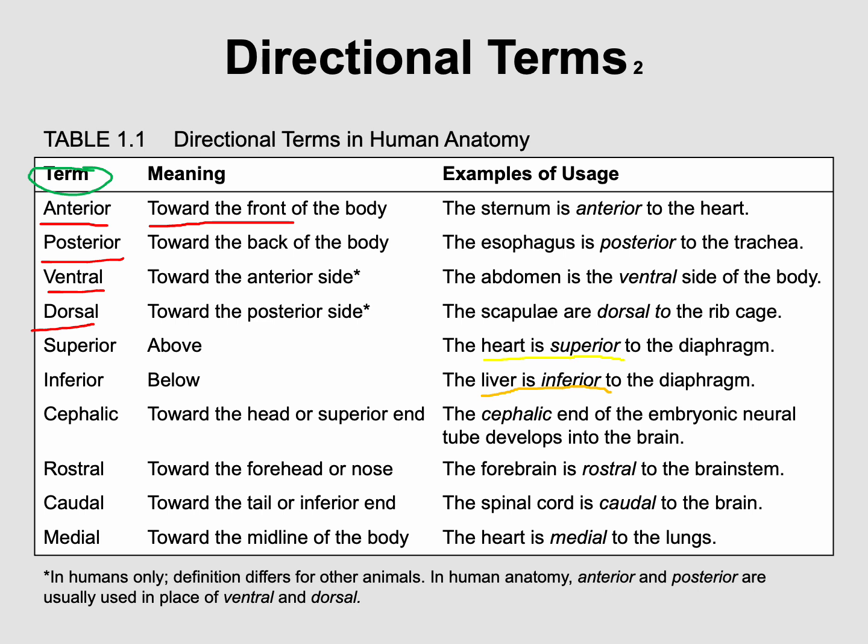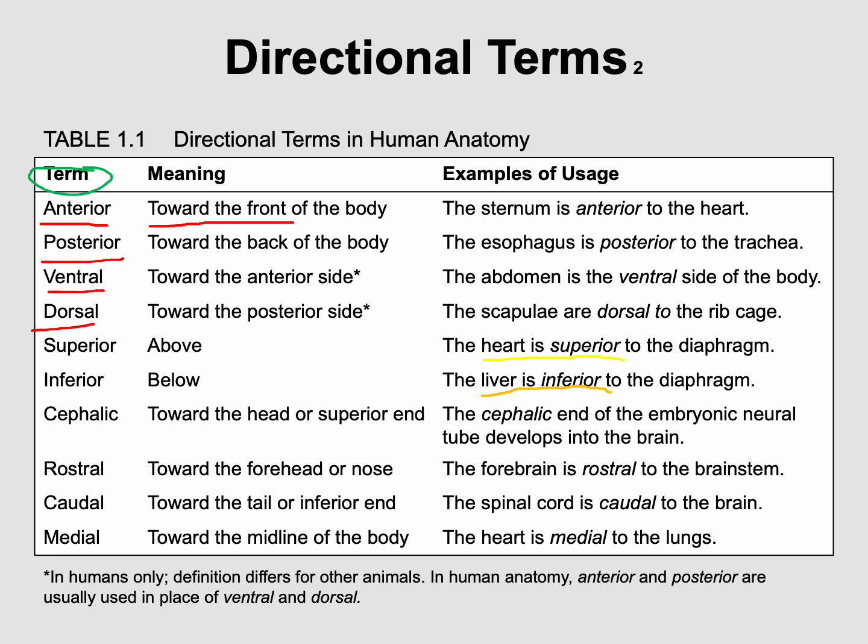Next we've got cephalic, and cephalic means toward the head or the superior end of the body. On the other hand, rostral means toward the forehead or the nose. So the forebrain is rostral to the brainstem. You don't really hear the term rostral used a whole lot, but I guess it's important to know.